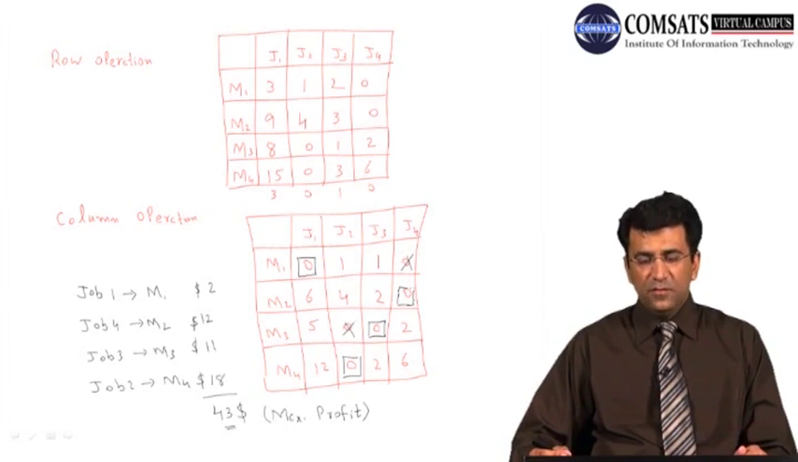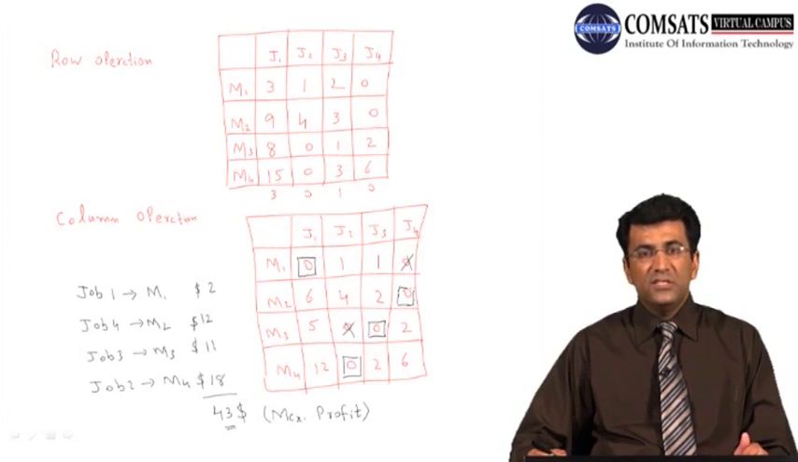In the second method, we find out the maximum number out of the given matrix, and then we subtract all of the values of that particular matrix from that maximum number. After subtracting, again we follow the similar operations, that is the row operation and column operation. Now again, in both of these problems, we are able to find out our optimum solution in step 3.